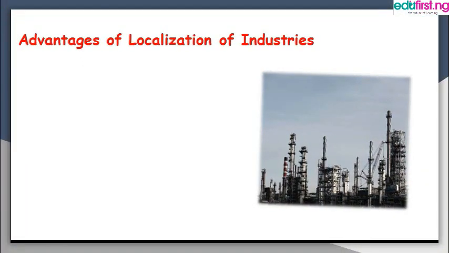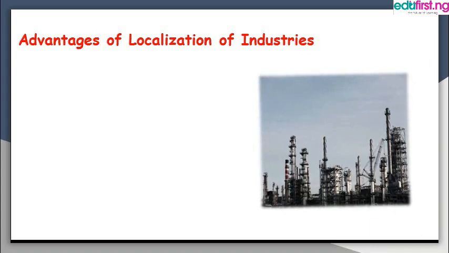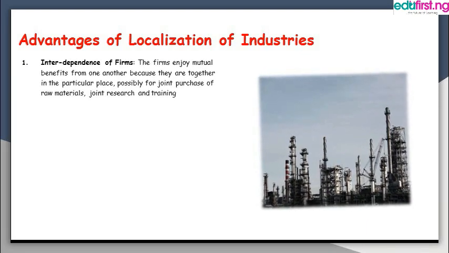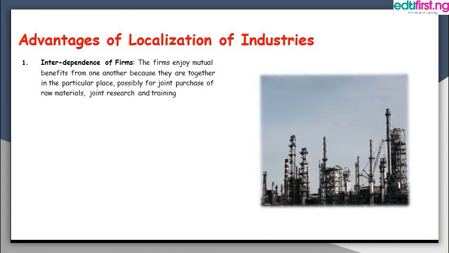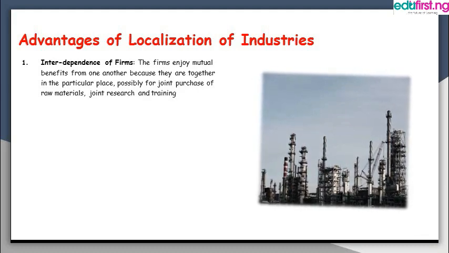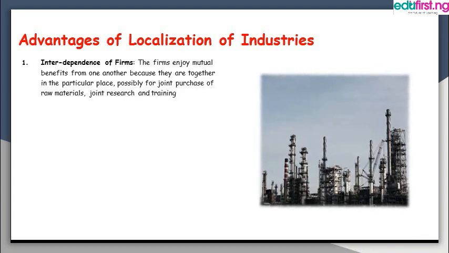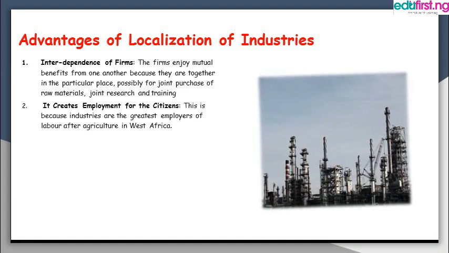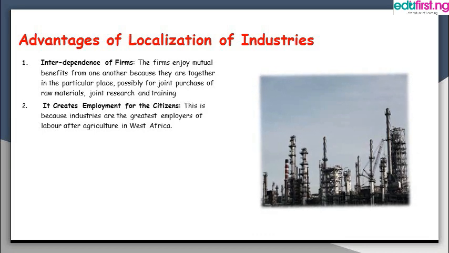Now, what are the advantages of localization of industries? Number one, interdependence of firms. The firms enjoy mutual benefits from one another because they are together in a particular place. They could enjoy benefits like joint purchase of raw materials, joint research and training, etc. Number two, it creates employment for the citizens. This is because industries are the greatest employers of labor after agriculture in West Africa.